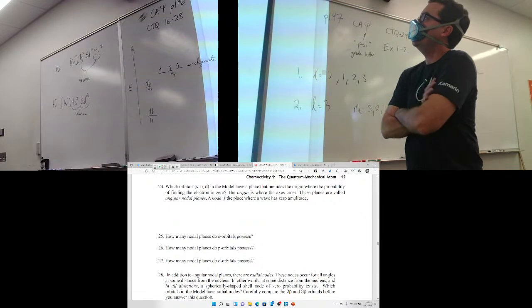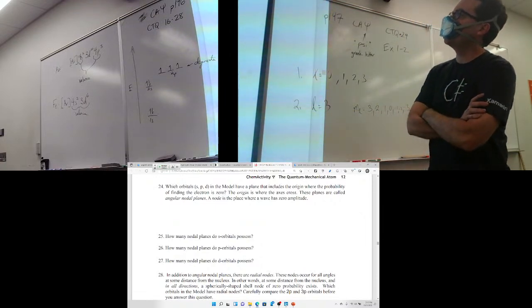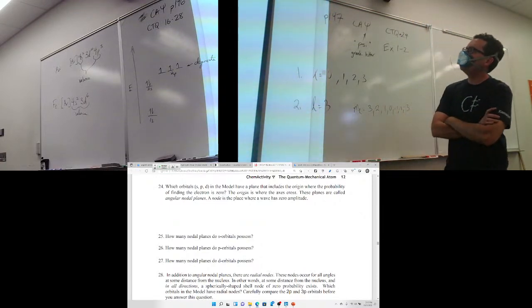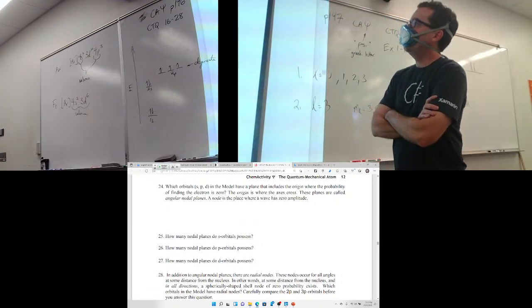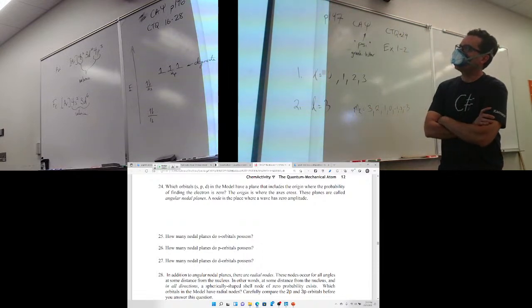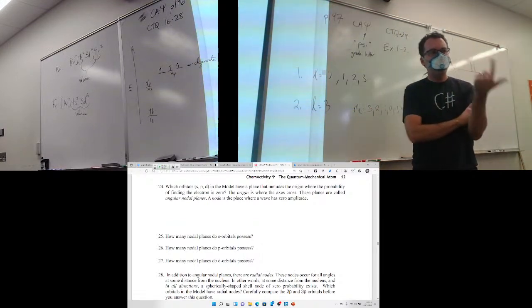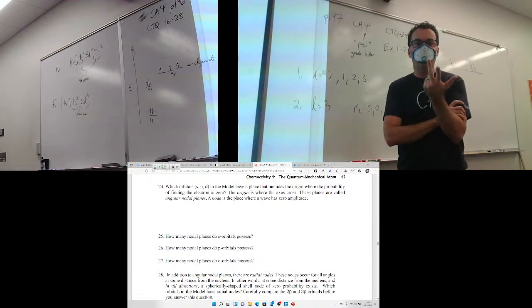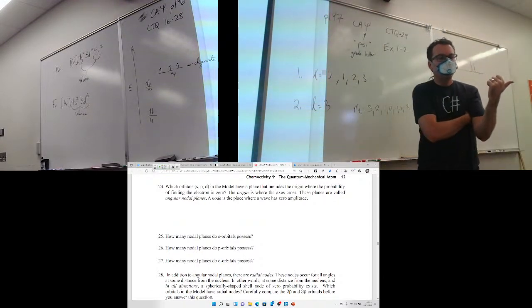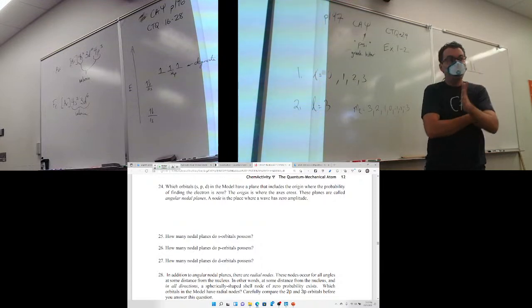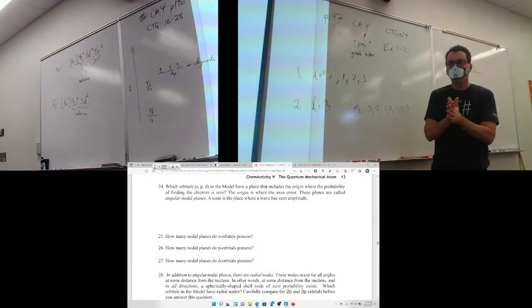All right, 24. Which orbitals have a plane that includes the origin where the probability of finding the electron is 0? So these are nodal planes, angular nodal planes. The D and the P orbitals and the F orbitals all have these, where they're asking for S, P, and D. The S orbital doesn't have this, right? At the nucleus, you can find an electron.